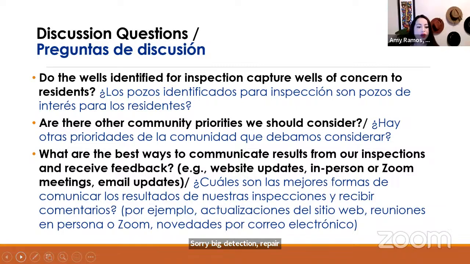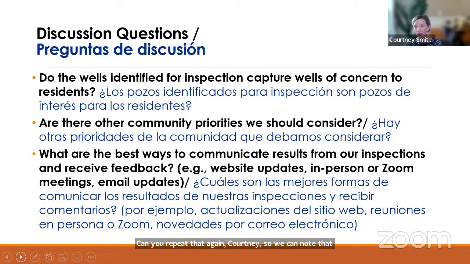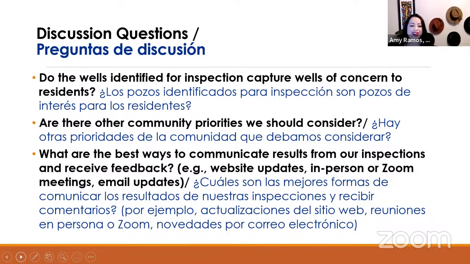Can you repeat that again, Courtney, so we can note that as an action item? Yeah, we can connect with our colleagues at the California Air Resources Board and talk through an approach for providing information to the community on the leak detection and repair plans and inspection protocols associated with wells in these areas. Sorry, that was still a mouthful, wasn't it? No, it's fine. I missed one word in there, so it's great. Thank you. Great.